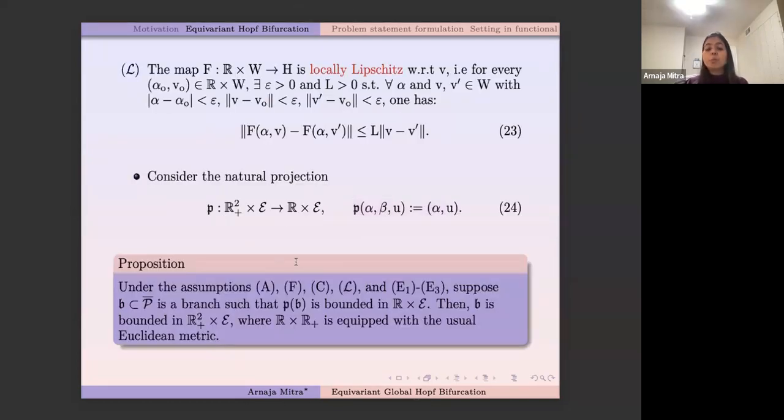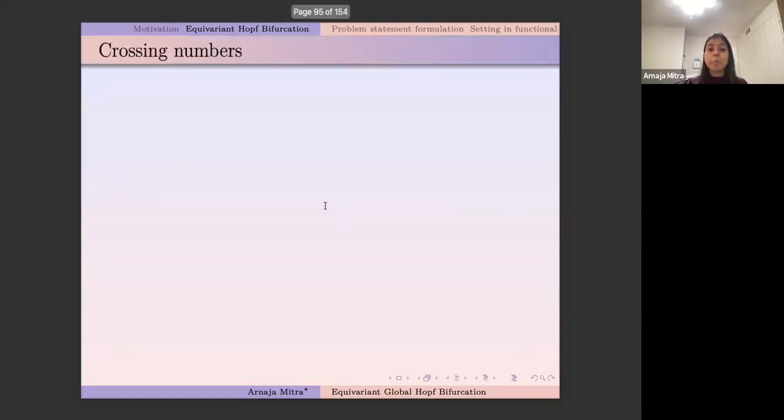So this is an important proposition for our result. It says that if a branch is such that the projection of that branch is bounded in your original space, then the branch is also bounded in your fuller space. The converse statement is that if you have a branch which is unbounded in your fuller space, then it is unbounded in your original space. So we will need this proposition when we reach the global result. We prove this proposition in our paper.